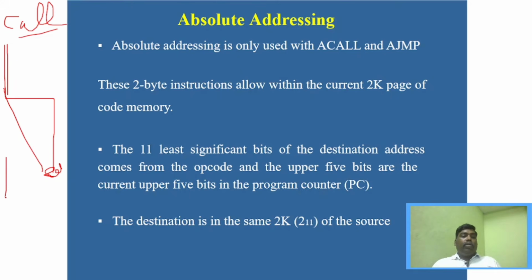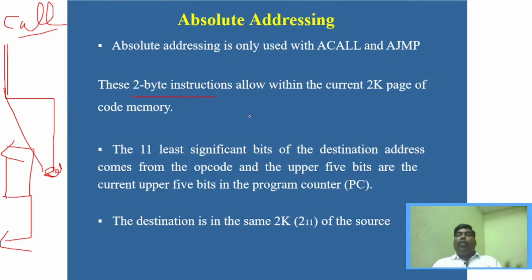It will execute one particular program, and whenever there is a jump, it will jump to another memory location, either forward or backward. That is about jump. You have to understand the difference between jump as well as call. And absolute addressing here uses an 11-bit address, so it is a 2-byte instruction.